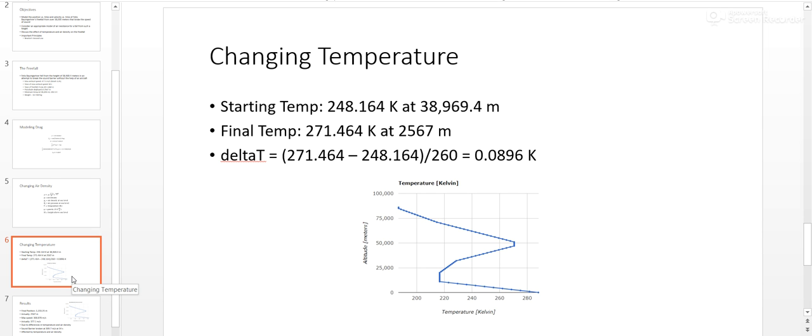In order to change temperature, I used the starting temperature and the final temperature, which was found using an online calculator for the given altitudes. I used the difference between those two temperatures and divided by the total time to find delta T for temperature. However, I also found a graph showing that temperature does not change exactly linearly. It changes in this weird shape, but I could not figure out how to model that within the code.